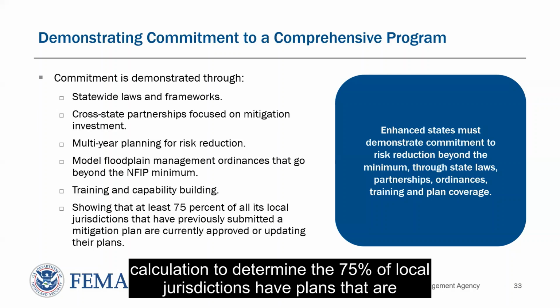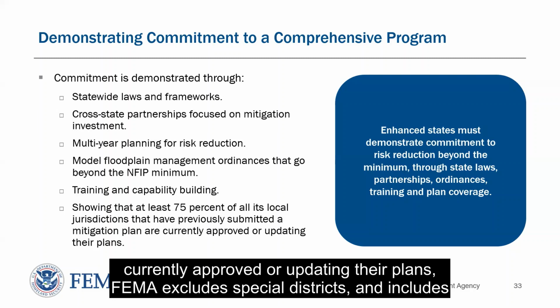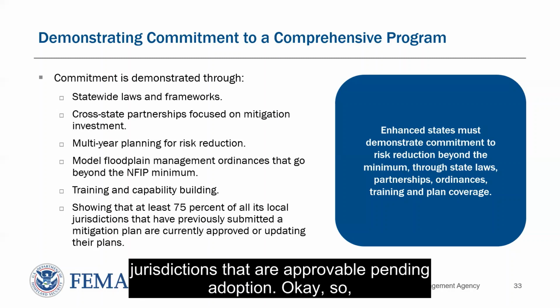And for this calculation, to determine if 75% of local jurisdictions have plans that are currently approved or updating their plans, FEMA excludes special districts and includes jurisdictions that are approvable pending adoption.